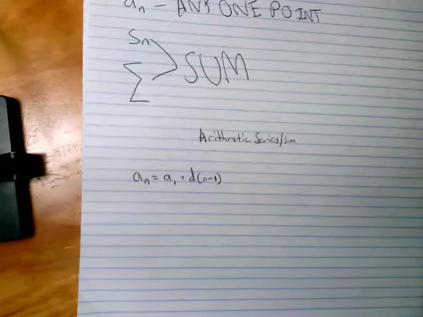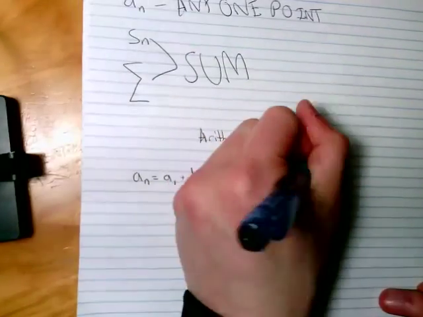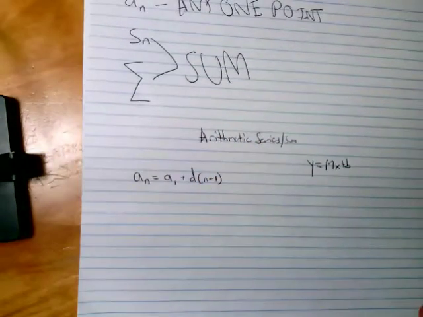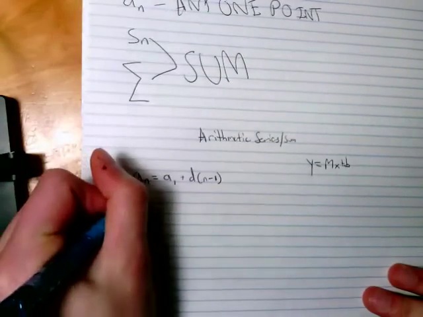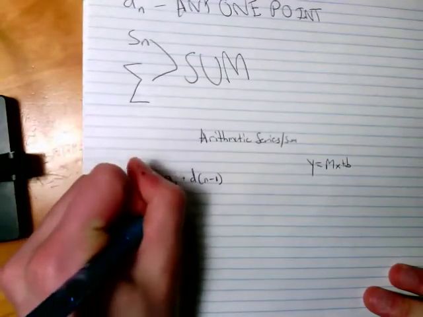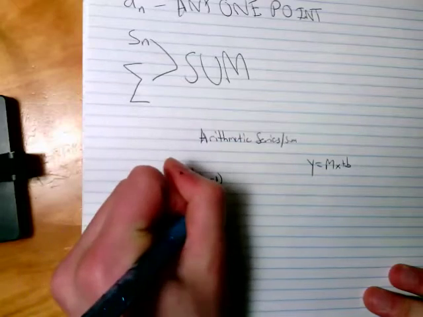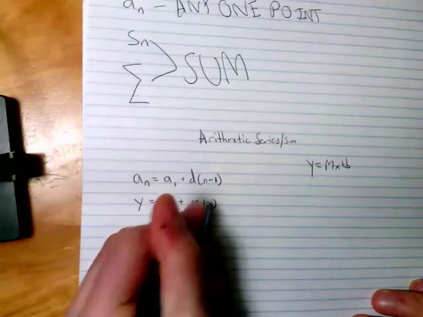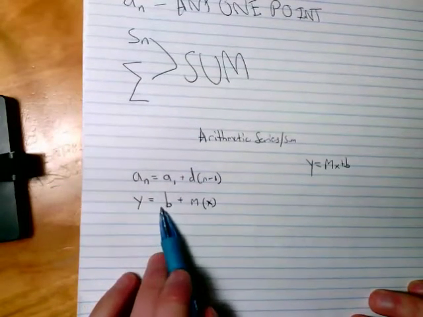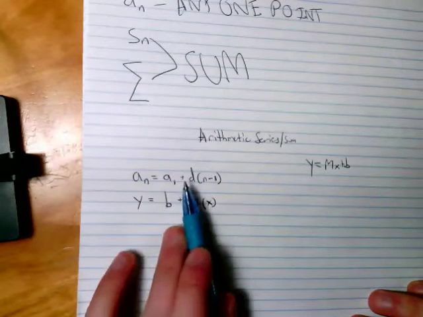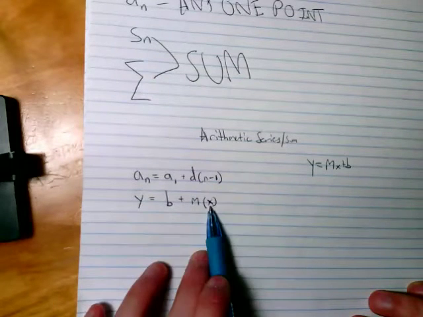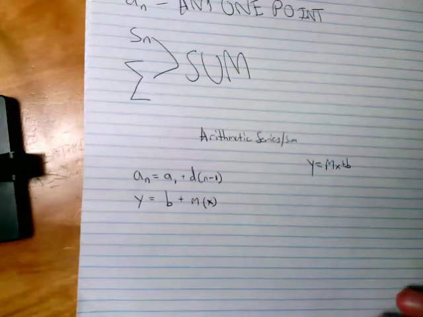You're like, how am I supposed to put this in terms of linear functions? Well, do you know y equals mx plus b? It's almost exactly like this. So here it is. a of 1 would be equal to b, the y-intercept. d would be equal to m, the coefficient, like the slope. And n minus 1 is how far along we've got.